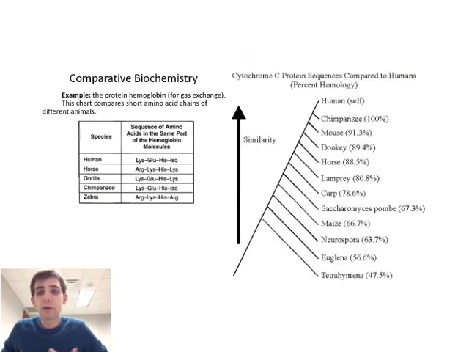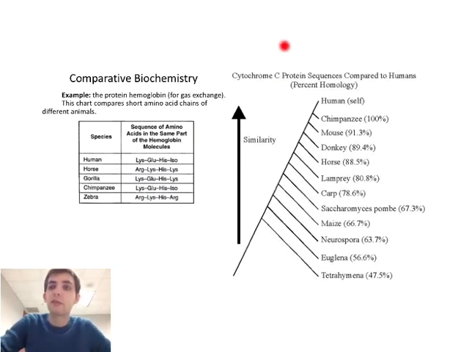This slide goes over comparative biochemistry and molecular biology. You can see here the sequence of amino acids for the hemoglobin molecules for different species: humans, horse, gorillas, chimpanzees, zebras. If you were to go through and compare amino acid by amino acid, what you would see is that humans are identical in this one segment of hemoglobin as chimpanzees. So in terms of hemoglobin, our closest living relative is chimpanzees.